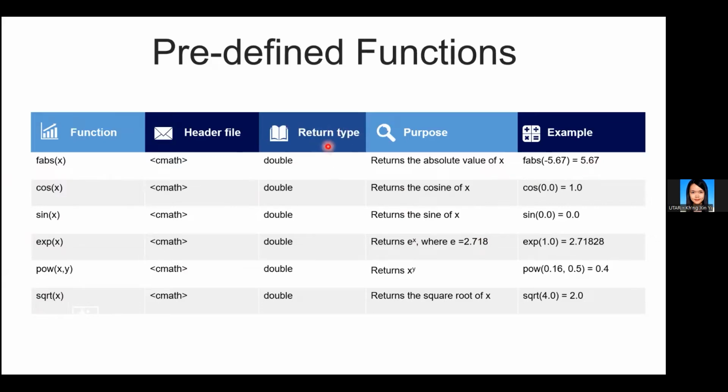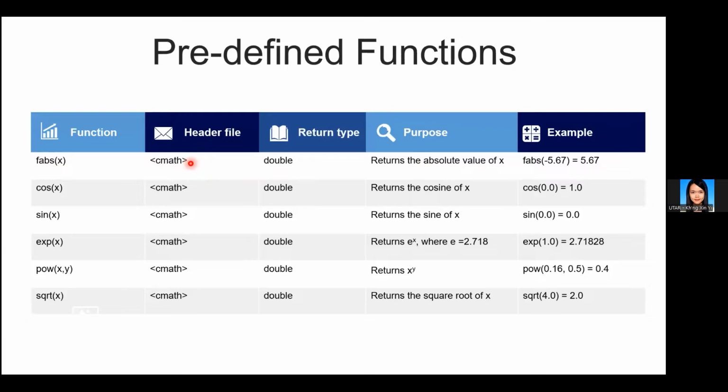What is a return type? Return type means that if I call the function, what is the data type of the return value, the resulting value after using the function. For example, look at the first one, the absolute function fabs. This is defined in the cmath header file because we know this header file consists of those math functions.